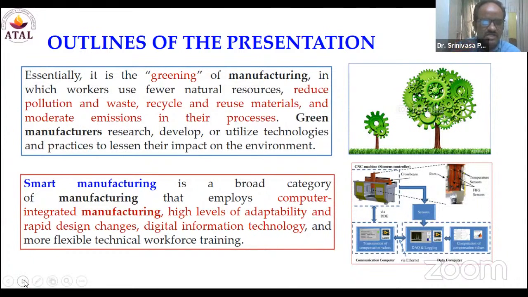For example, if you talk about CNC milling or drilling or turning operation, based on your input instructions, it is going to operate. It is supposed to remove the material from the given stock.